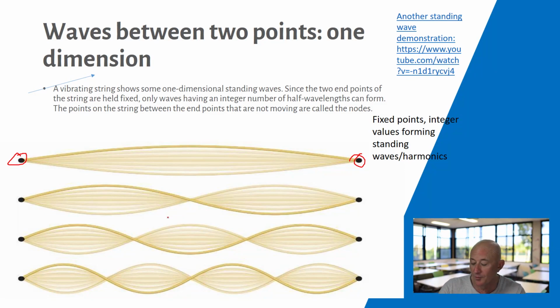The important point is that these frequencies are quantized, and if you like, their energies are quantized. There's one, there's two. It's not 1.5, it's 2. Then it's 3, and then it's 4. That's the important point to keep in mind, and that's why I've got here: fixed point boundaries for waves generate integer values forming standing waves, that is, quantized values. There's another standing wave demonstration there if you want to click on that and make sure you understand what a standing wave is.